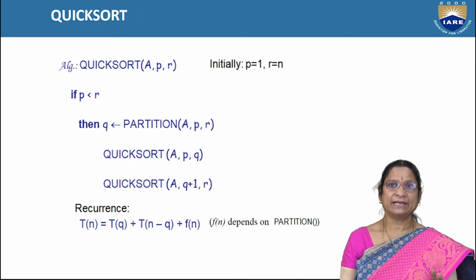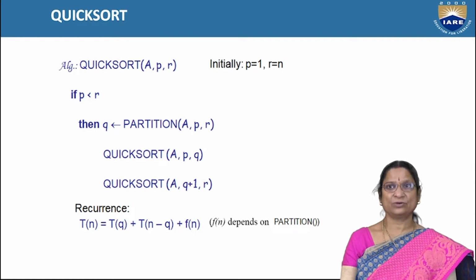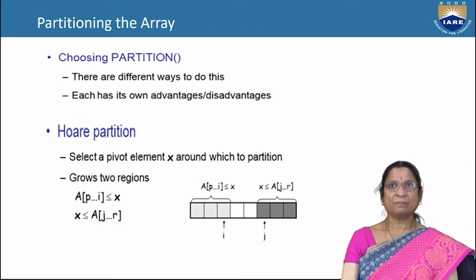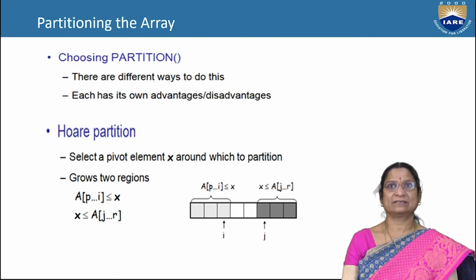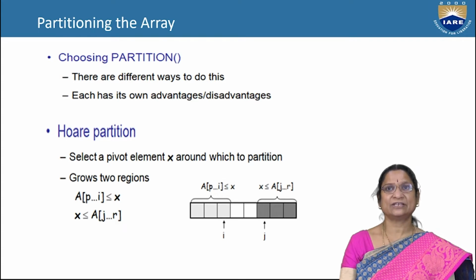So again T of Q must be used to partition our Q elements. T of n minus Q is again a recurring process, that is partitioning n minus Q elements further. So how do we do this partitioning? A partitioning sub-algorithm is used by us. There are different ways to do this partitioning, and each has its own advantages and disadvantages.